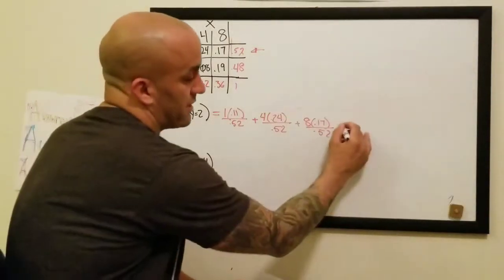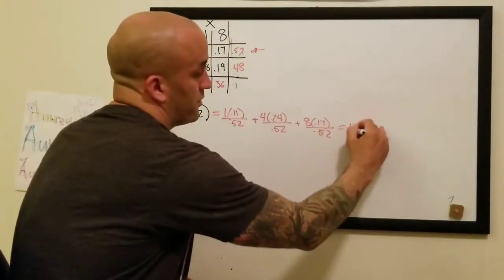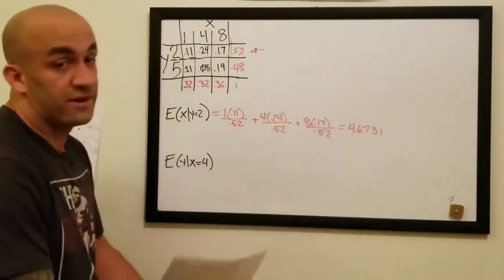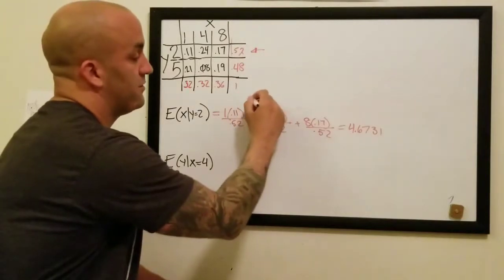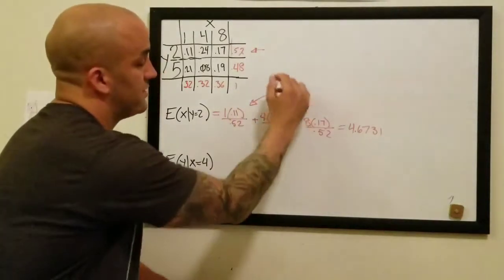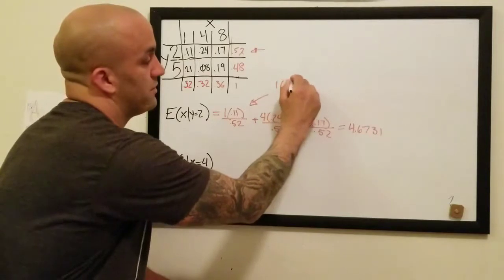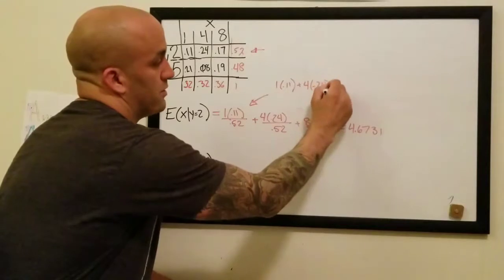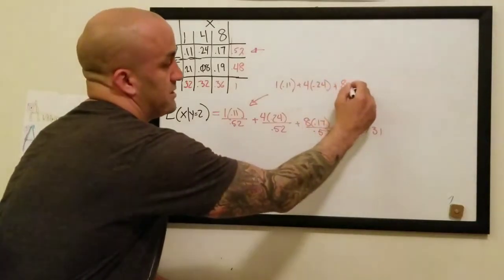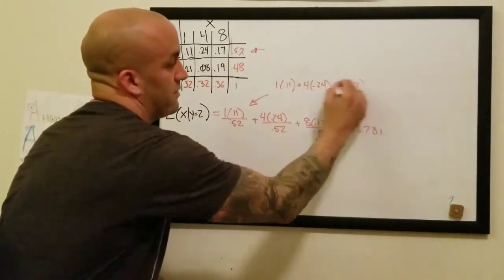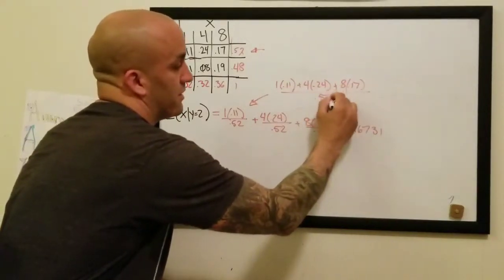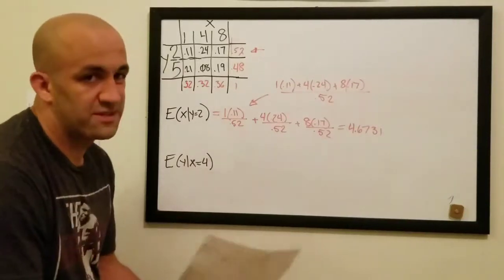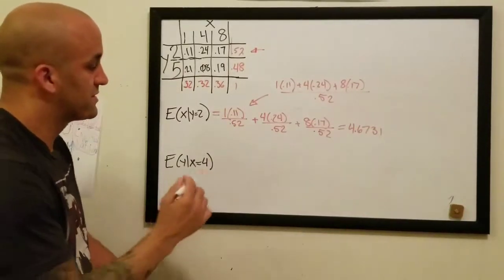And if you multiply all that out, you should get 4.6731. Another way you could have written that, you could have done this all at once: 1 times 0.11 plus 4 times 0.24 plus 8 times 0.17, and then just divide by the marginal. It's the exact same thing. So that's actually what I'm going to do down here on this other one. There are not as many computations, but it'll save us a little bit of time.